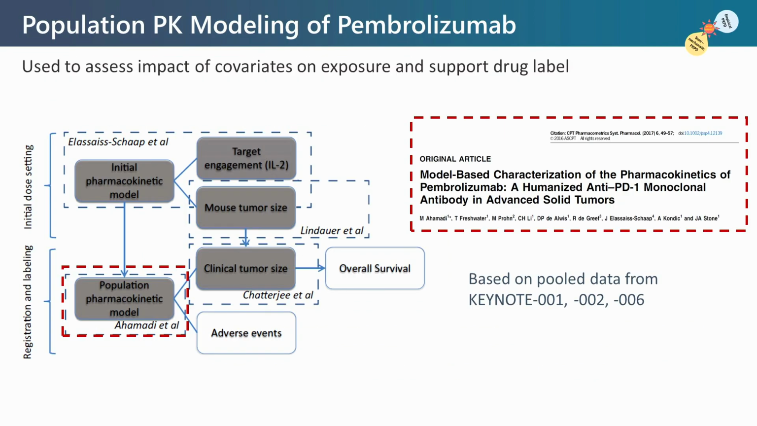In the next part, we will see how traditional population PK modeling was done to investigate the effect of intrinsic and extrinsic factors on pembrolizumab pharmacokinetics and to support the drug label. This model was based on data pulled from 3 studies, KEYNOTE-001, KEYNOTE-002, and KEYNOTE-003, and included patients with advanced melanoma, non-small cell lung cancer, and other types of tumors. Details of the analysis can be found in the publication shown here by Ahmadi et al.